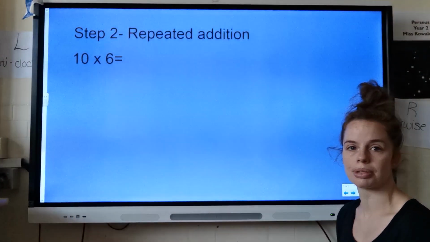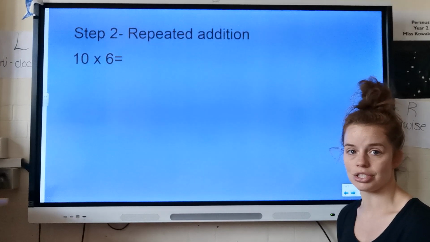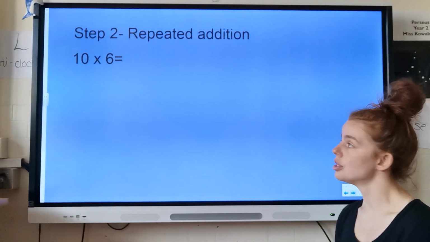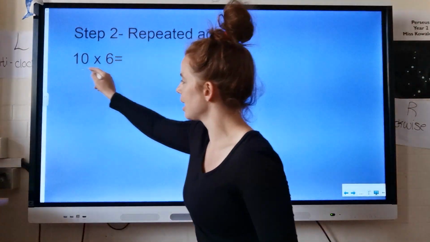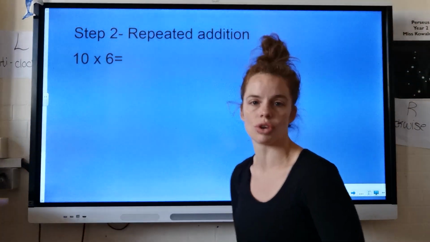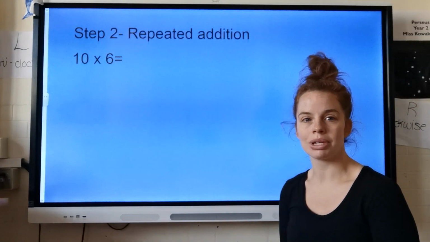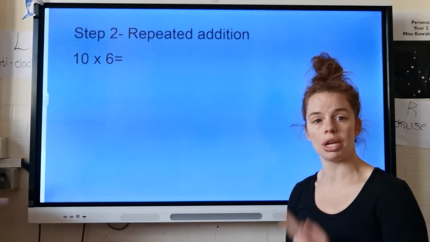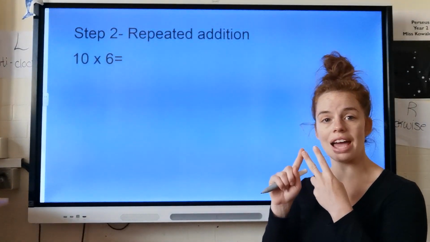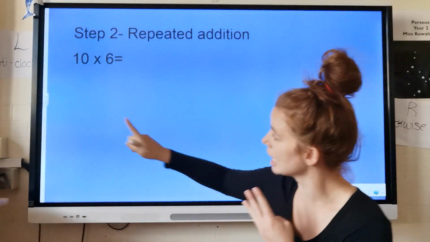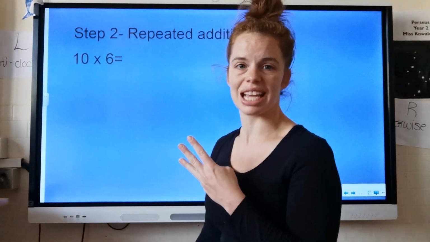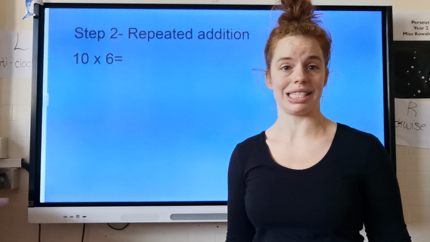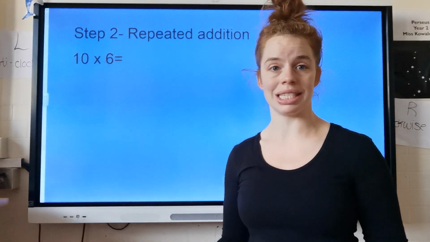Step 2 of our multiplication is repeated addition. This just means you're going to add however many times. So here we have 10 times 6. I encourage the children to see what number they know how to count in. For example, in year 2, we know how to count in 2s, 5s, and 10s. So looking here, we have 10 or we have a 6. We're not going to try to count in 6 because we don't know how to count in 6 yet. So we're going to count in 10s.